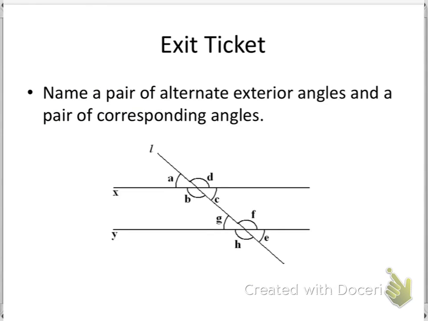This is the exit ticket that I would like for you to do. Put it on a separate sheet of paper, make sure your name is on it, and call it exit ticket. It is for Chapter 3, Section 1. Make sure that you name a pair of alternate exterior angles and a pair of corresponding angles.